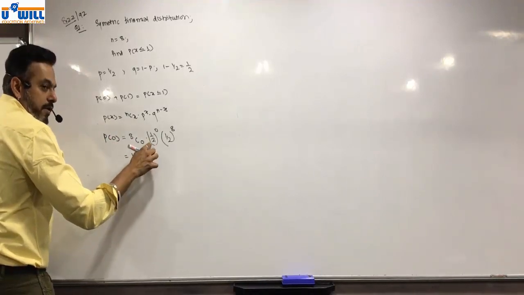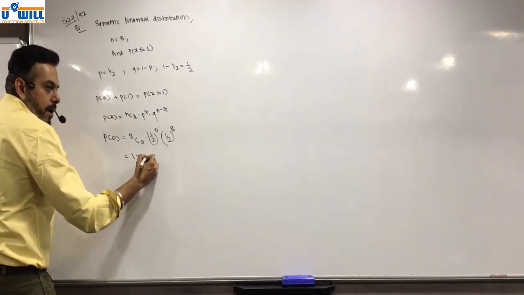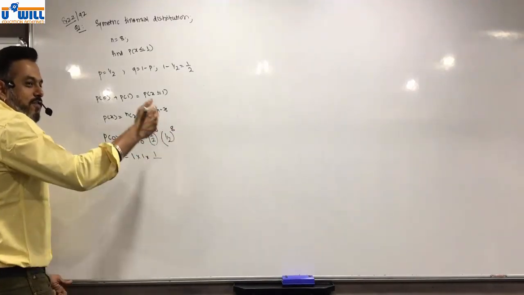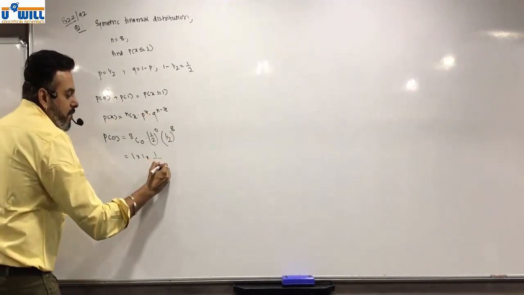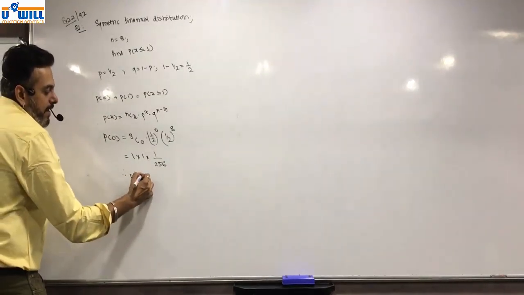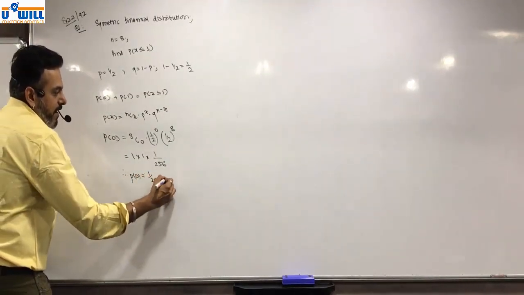1 into, what is 1 by 2 raised to 0? 1 into 1 upon 2 raised to 8. 2 raised to 4 is 16, 16 16s are 256. So probability of getting 0 is 1 by 256.